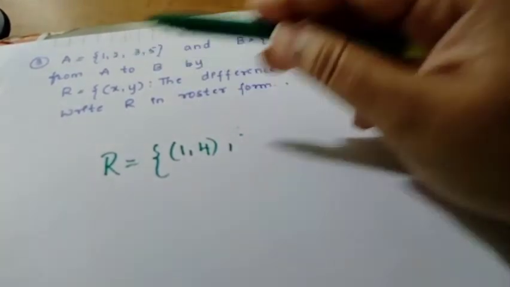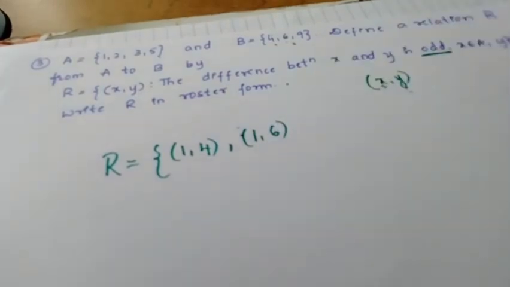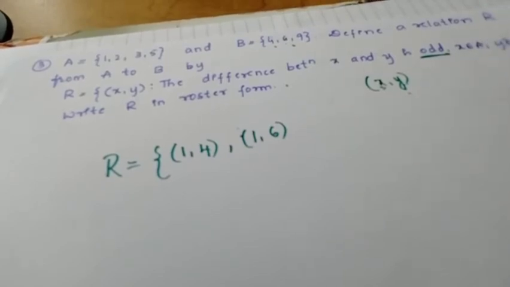Next, 1 with 6 I check. Yes, (1, 6). The difference between 1 and 6 is how much? 1 minus 6 is minus 5, or 5. Again it is an odd number. 5 is an odd number. 1 and 9, if you check, 1 minus 9 is 8. 8 is not an odd number. So (1, 9), you cannot take.